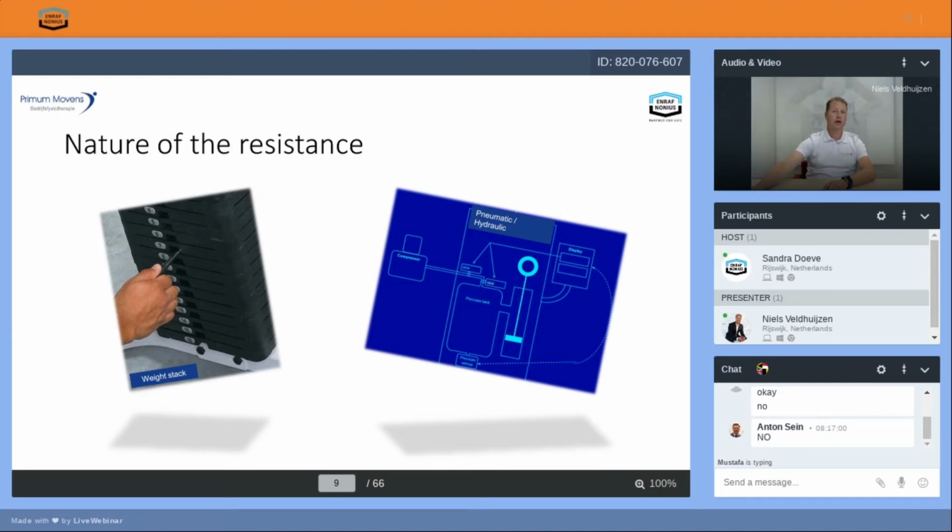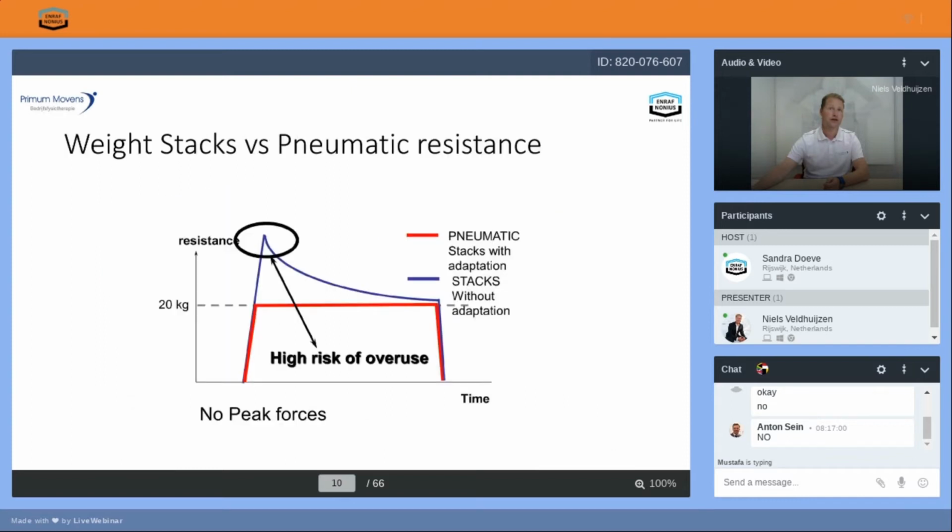You have the weight stack that is still used quite often. If you look at other manufacturers, actually all kinds of exercise equipment manufacturers, they use the traditional weight stacks. A more modern approach is the pneumatic and hydraulic, and I'd like to express some advantages of the hydraulic versus the weight stacks.